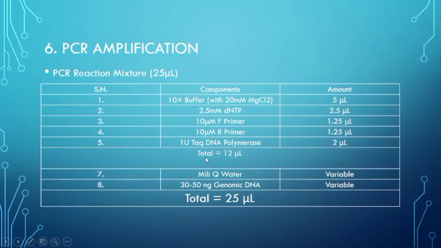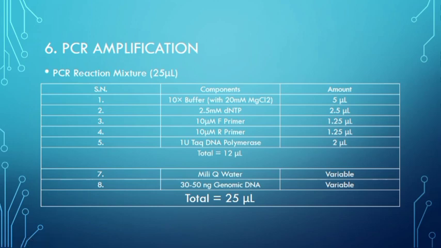Okay, so firstly prepare your master mix of 12 microliter with these components. Then you can separate it into different PCR tubes, and then add your genomic DNA. Adjust the amount, or make the final volume of 25 microliter, with molecular water, because generally we need 30 to 50 nanogram of genomic DNA in our PCR.